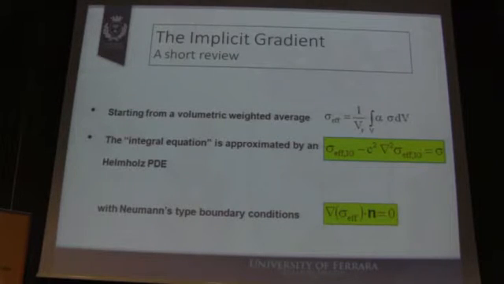Short review: probably several of you know very well the critical distance and the strain energy density, and the implicit gradient is a more recent one. The approach is this one. You define the effective stress as a weighted average of a tensile value over a volume. This integral equation is transformed into a partial differential equation by a proper choice of the boundary condition.